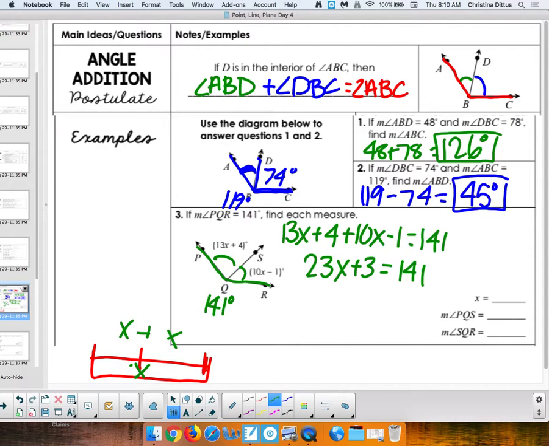I'm going to solve for x. Subtract 3. Good. 23x equals how much? 138. Which makes x how much? 6. So put that in over here.